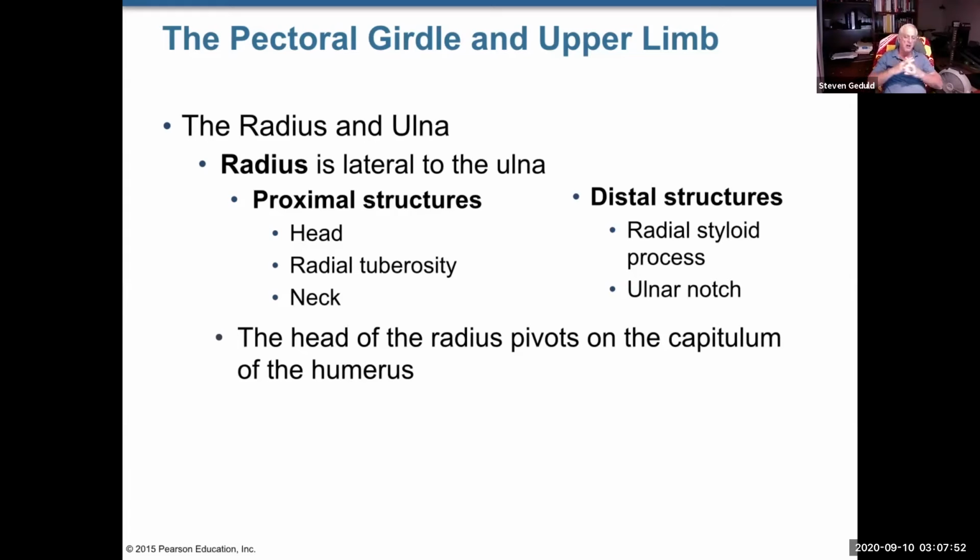The proximal structures where it meets the humerus are the head, radial tuberosity, and the neck. The distal structures where it meets the carpal bones are the radial styloid process and the ulnar notch. So the head of the radius pivots on the capitulum of the humerus. That's how motion occurs.